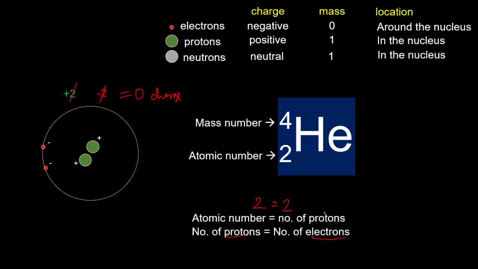And next we have the mass number. The mass number or the atomic mass is equal to the mass of all the particles here. What's the mass of this atom?